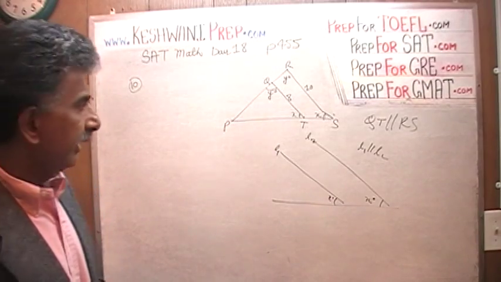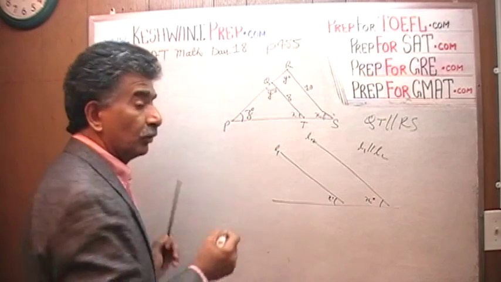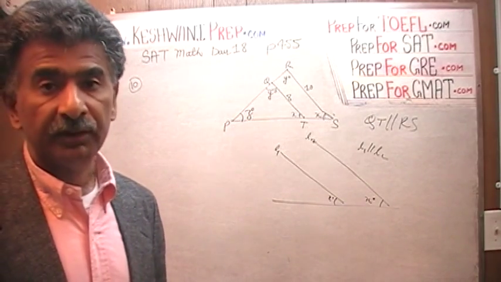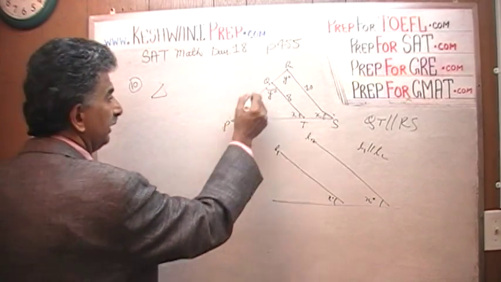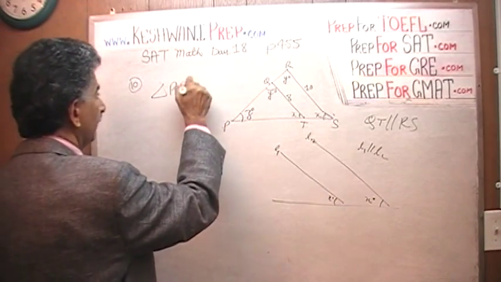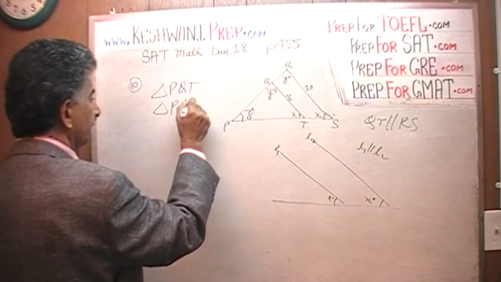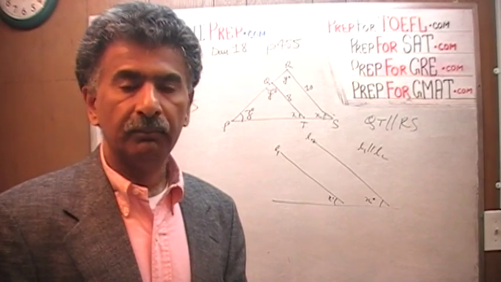And finally, the third angle, let's call them X, Y, and Z, is of course the same for both triangles, because they share that particular angle. The two triangles that we're talking about are these: triangle PQT and triangle PRS. They're similar. In other words, all the sides are going to be in the same ratio.